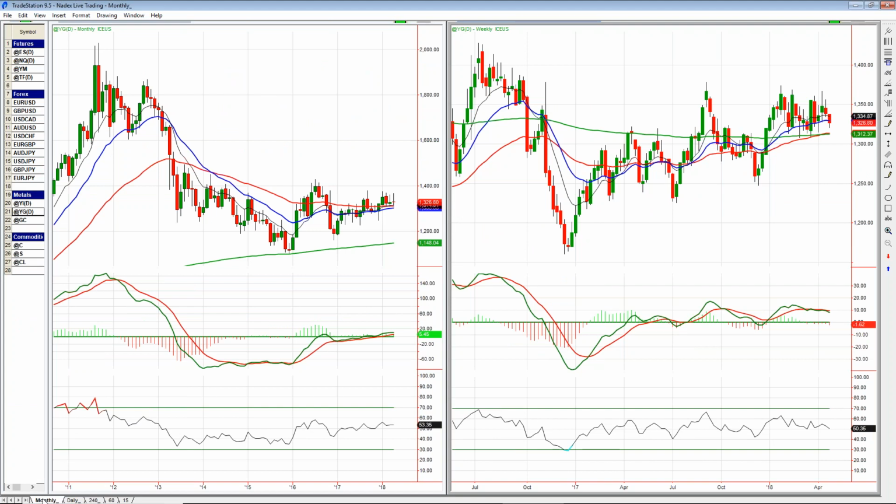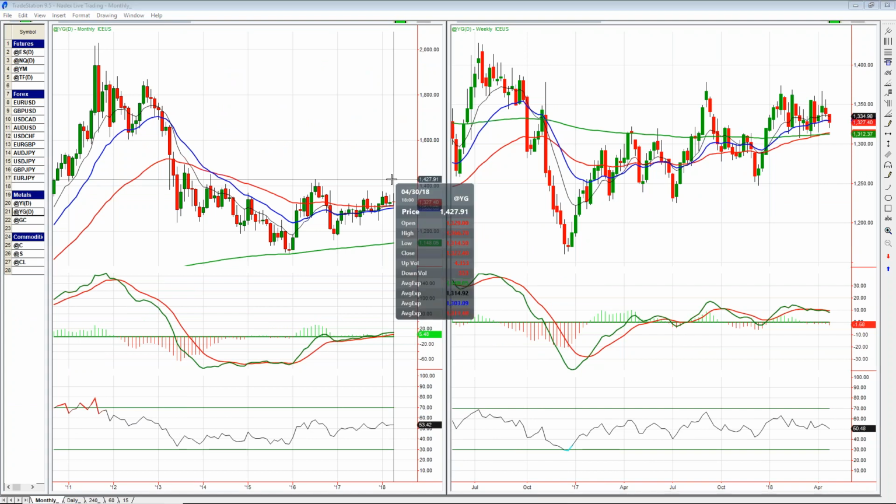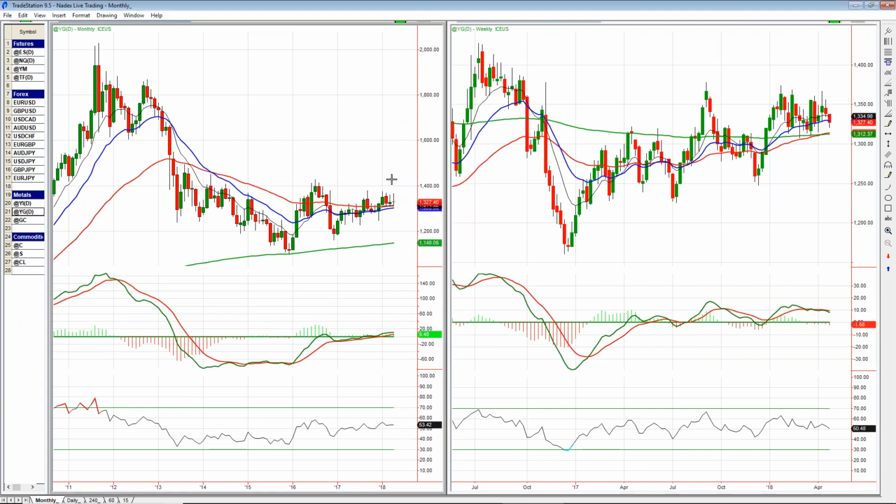But my best guess right here would be a break up higher at a minimum, at least to that 1427 level. But I'll need to see the closeout of this weekly candle by the end of this week to see if that's bullish or bearish, and that'll give me a better inkling as to whether we're going to be moving back up to that 1370 level.